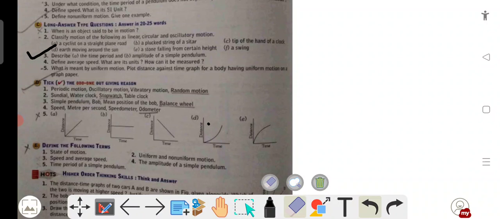Sundial, water clock and table clock are the clocks which measure time, and stopwatch measures the time interval. So here stopwatch is the odd one. Okay, sundial, water clock and table clock, these three are the clocks which measure time, but stopwatch measures the time interval.